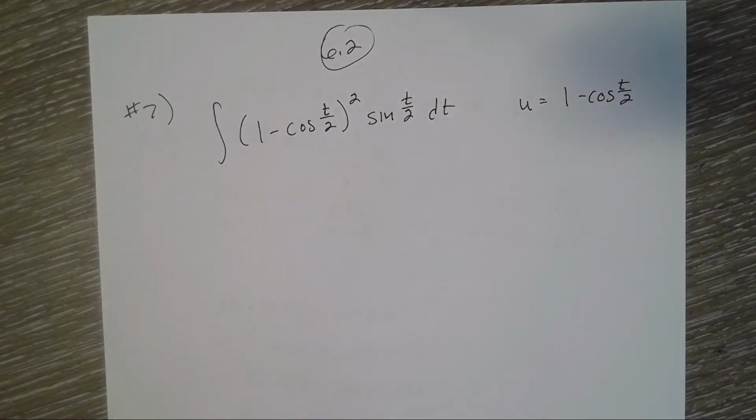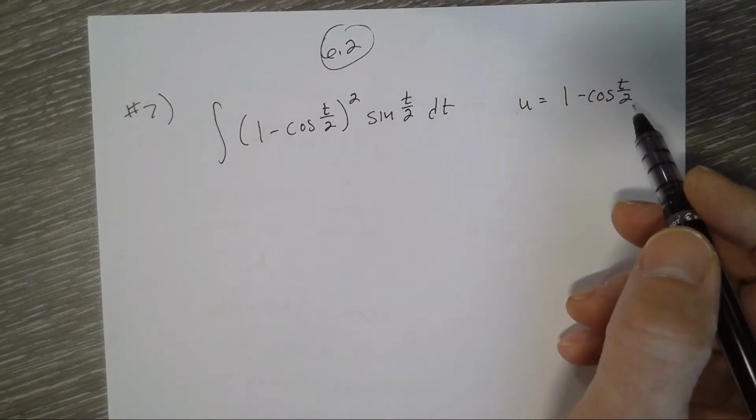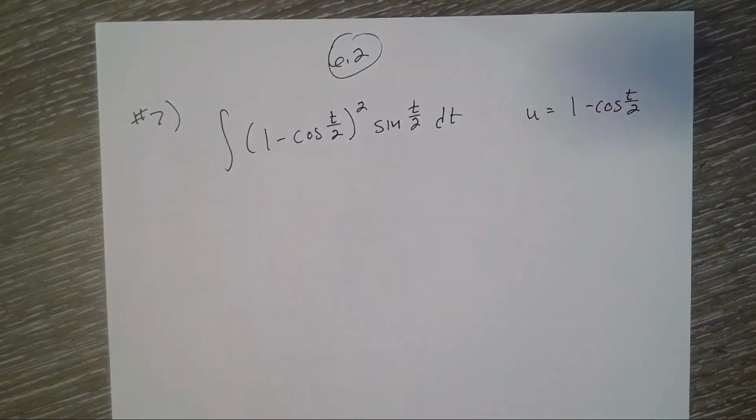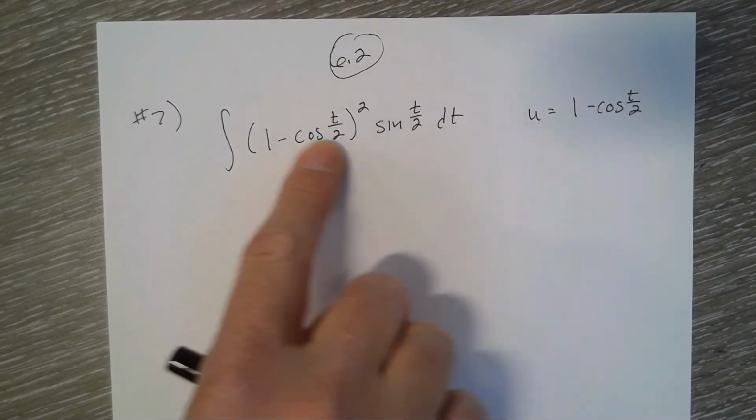6.2, number 7, use the indicated substitution to evaluate the integral. So we're using u substitution. They even tell us what u is. So if I didn't know that, we really have a couple options. This, what's in parentheses, and this.